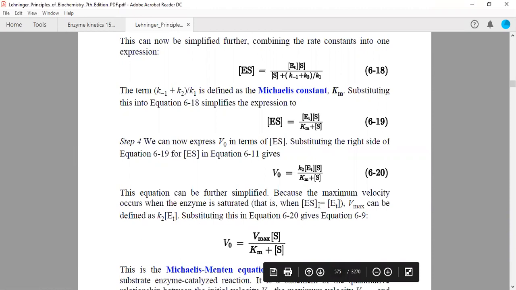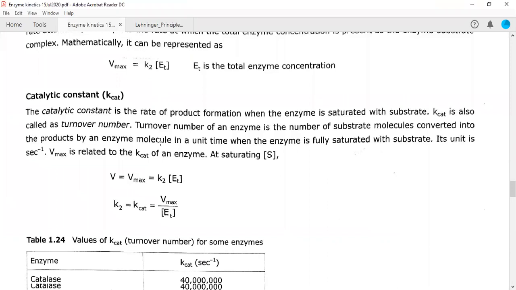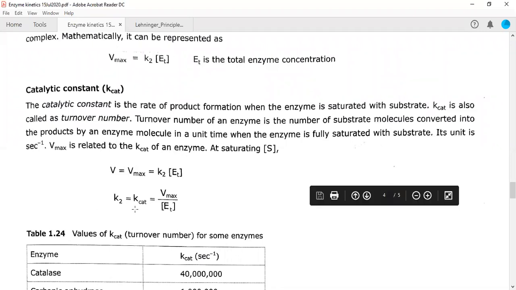And this ET is actually showing the enzyme substrate complex which is formed in the reaction, and the enzyme is saturated. Now you can calculate the catalytic constant based upon this V maximum. How? If you move this ET to this side, it will come in division. So V maximum divided by ET is equal to K2, and this K2 is called the catalytic constant, and it is also shown by the Kcat value.